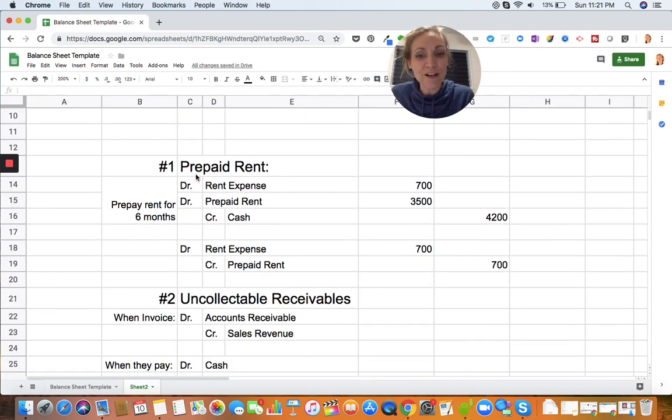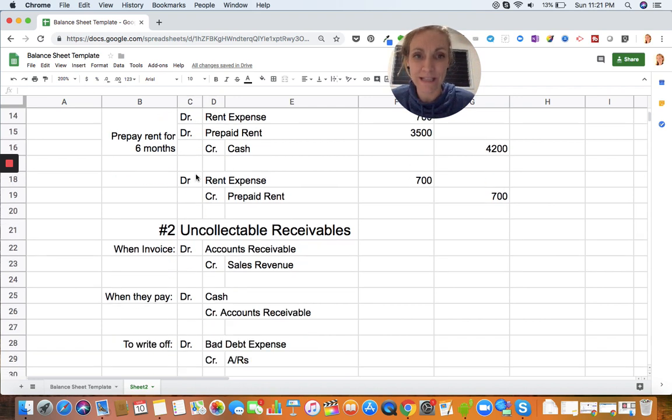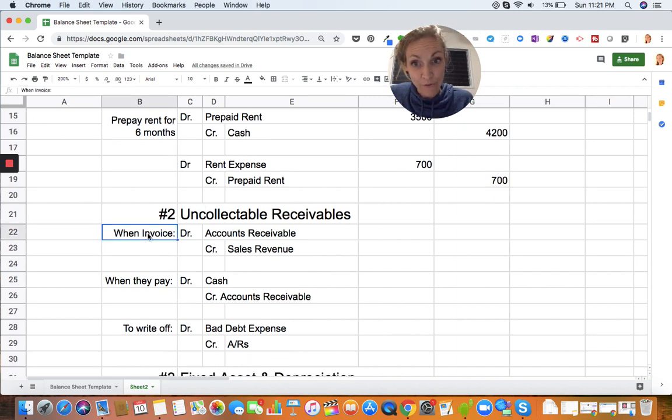Okay, our next section is uncollectible receivables. What do we mean by that? We mean accounts receivable. When we send out an invoice, we debit accounts receivable. So when you record an invoice in QuickBooks, this is the journal entry that's happening in the background. Accounts receivable for that customer is automatically being recorded. And on the other end of that is sales revenue being recorded on that income statement.